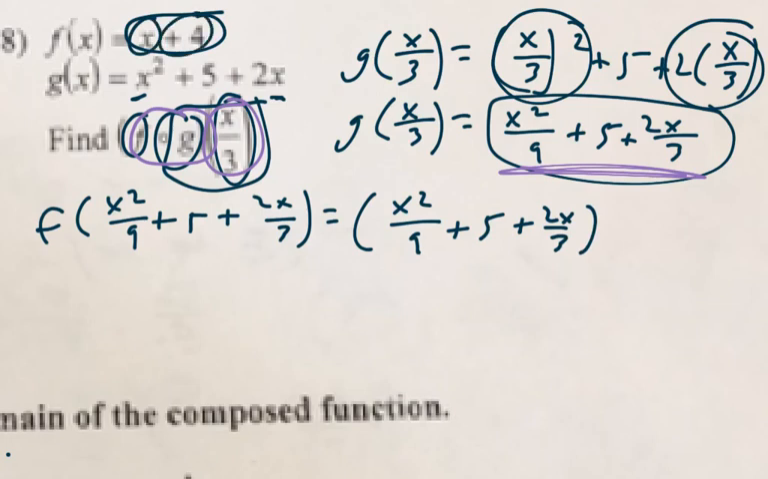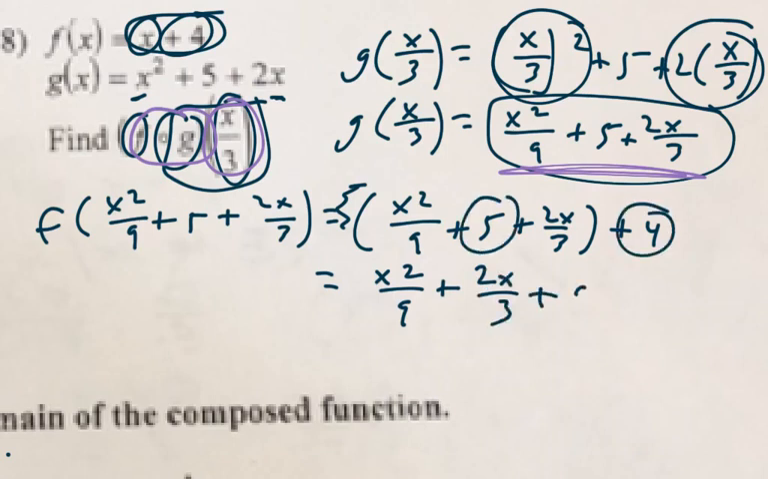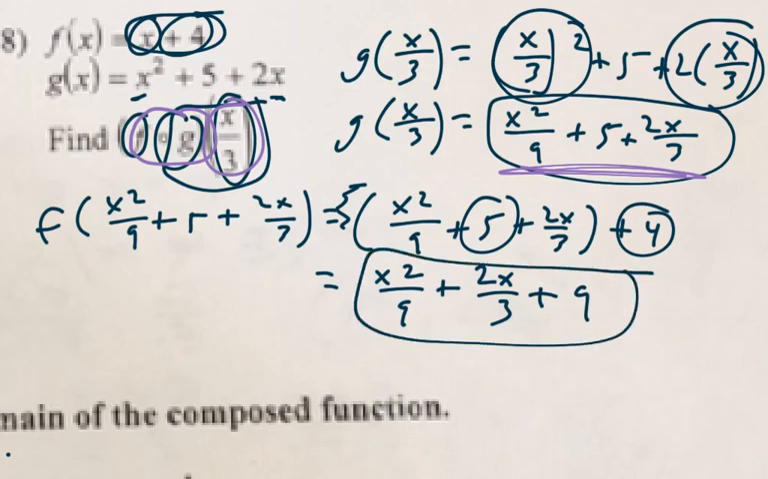And it says x plus 4. So really all we have to do is add 4. So we get, and I'm going to go ahead and put them in order. There's nothing out here to distribute like a negative. So I have x squared divided by 9 plus 2x divided by 3. And 5 plus 4 is 9. So this right here is f of g of x divided by 3.